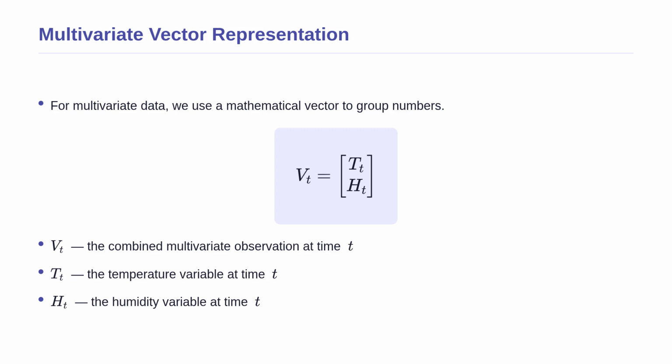A vector is just a way to group multiple numbers together in a vertical list. In this formula, v sub t represents the combined multivariate observation at any given time t. The large square brackets group our two distinct variables together into one single object. The top variable, E sub t, represents the temperature, while the bottom variable, H sub t, represents the humidity. As time moves forward, both variables are recorded simultaneously as a single package of data.